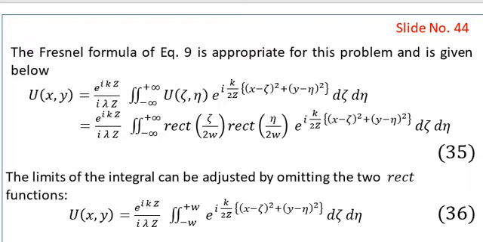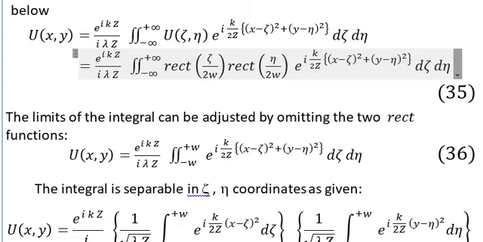Now we can omit these two rect functions, and at the same time we have to replace the limits of the integration. Both integrals go from minus w to plus w. There are no more rect functions because the rect function outside this limit is 0, but within this limit, from minus w to plus w, on both integrals the rect functions are 1. That's why we have replaced the rect functions by 1 and replaced the limits from minus w to plus w, as given in equation 36.